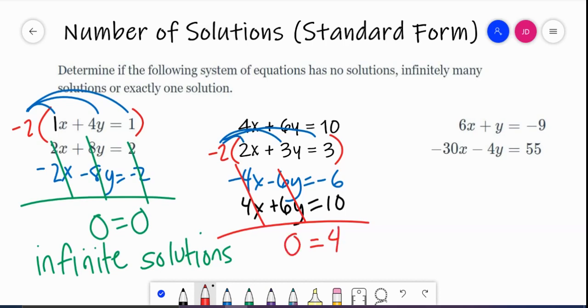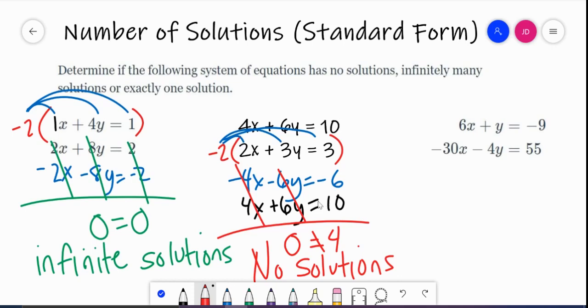So you get 0 equals 4, which is never true. It's never going to equal. 0 is never going to equal 4. So there are no solutions with this. No matter what you plug in, there will never be a solution. So you'll have two lines that never intersect.